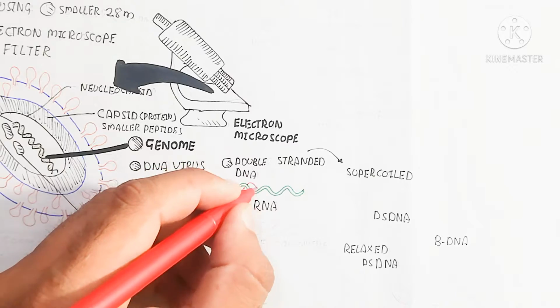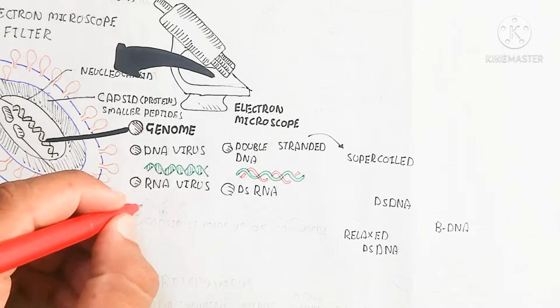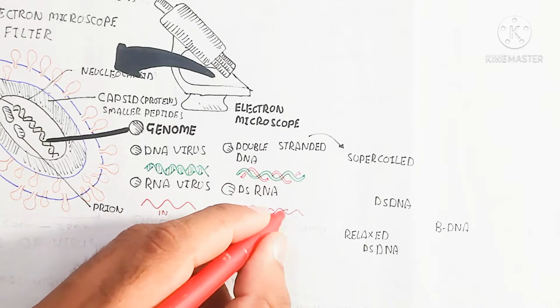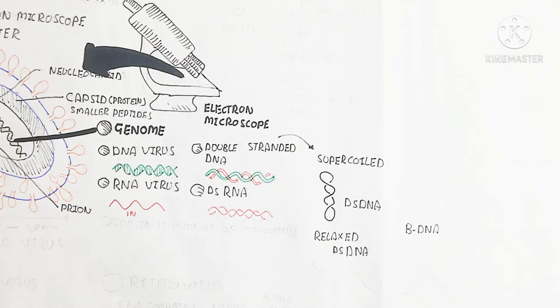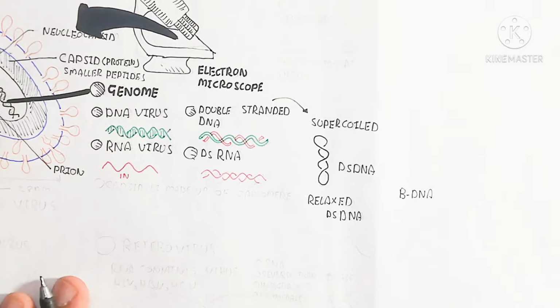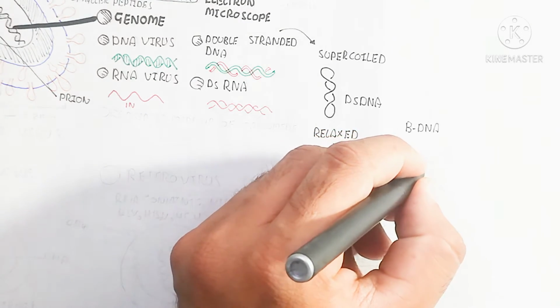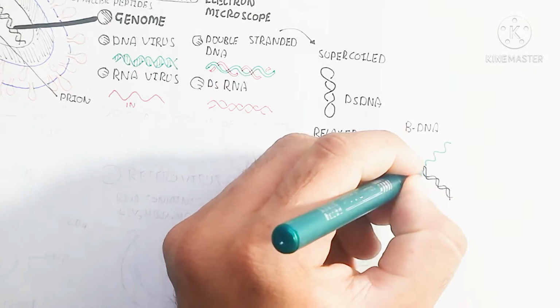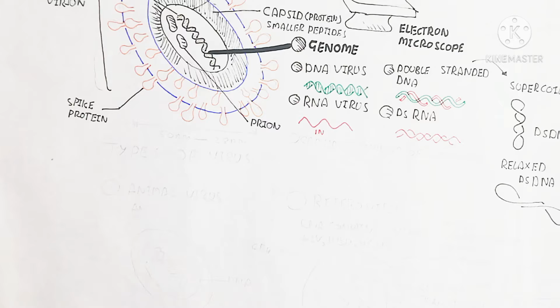Here is the DNA virus, which contains DNA, while here is the RNA virus. Here is the double-stranded DNA, which means two DNA strands are interconnected to each other, while the RNA virus contains only RNA, and double-stranded RNA means two strands of RNA are present. Here is the supercoiled and relaxed double-stranded DNA, and here is the B double-stranded DNA. So these genomes are present in the different types of virus.